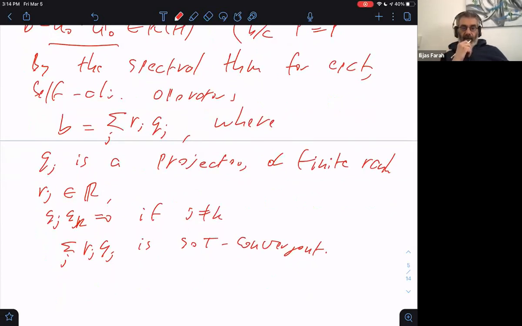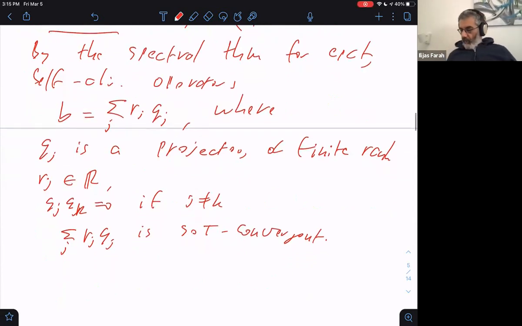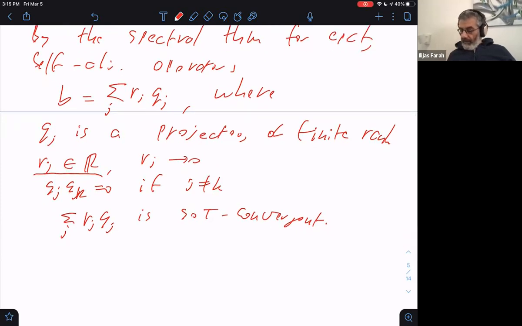All right. So now let's see what do we know. Now, since B is, oh yes, another thing also, Rj's are in R, but also Rj's converge to 0, right? Because we know that B is a compact operator. Okay, so now let's look at a few things. So if we take just the sum of all Qj's, let's call this Q.